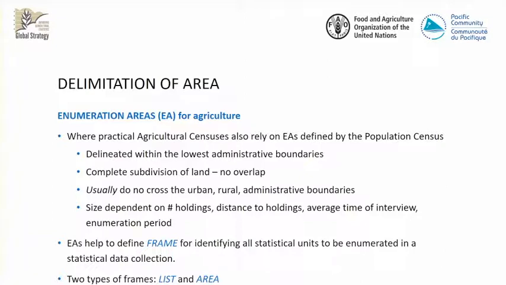So let's just review a little bit about what an enumeration area is and what the requirements for an enumeration area are. Where it's practical, agricultural censuses also rely on the enumeration area defined by the population census. Sometimes you may find the case where you have to split an EA because agricultural households' interview times for an agricultural census can be slightly longer, so you have to adjust for that factor. So the size of the EA really depends on the number of holdings, just like the population census, the distance the enumerator has to travel to the holdings, the average time of the interview, and also the length of your enumeration period. That is how long the data collection activity is going to take place.